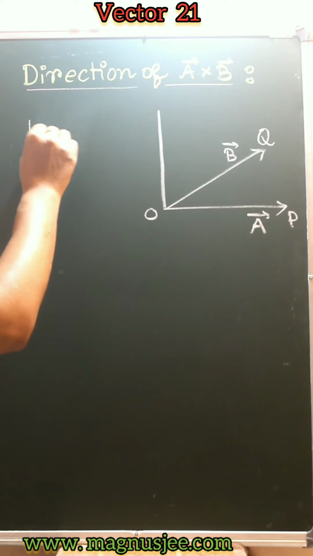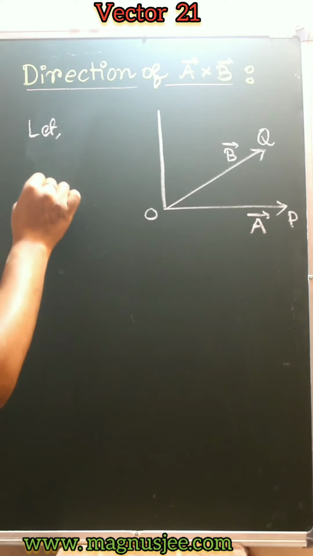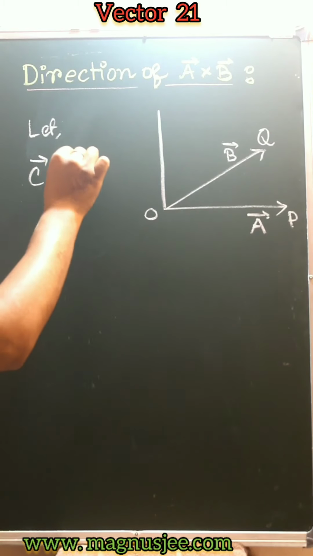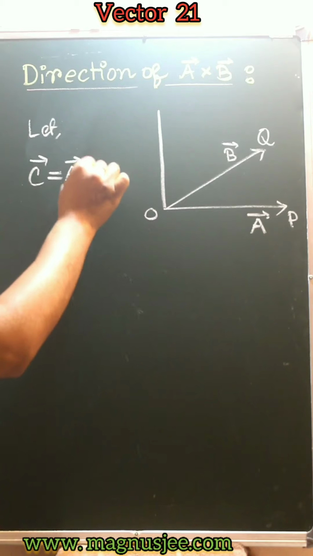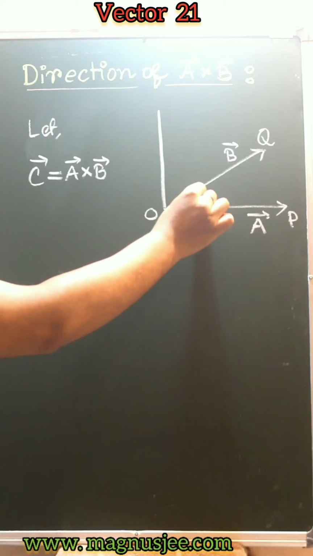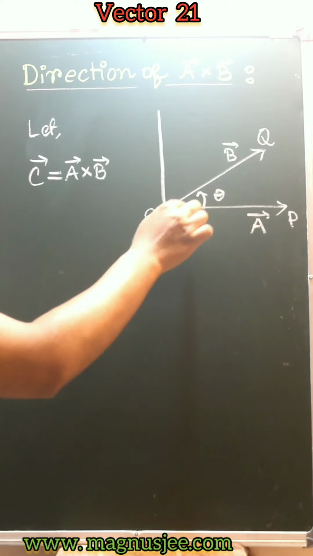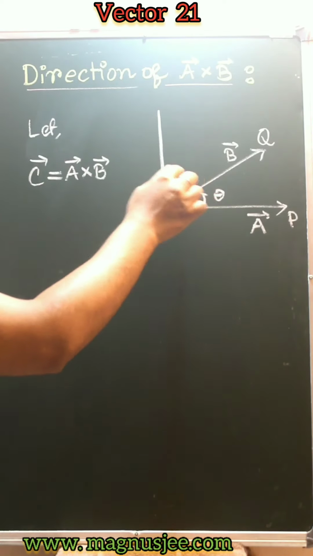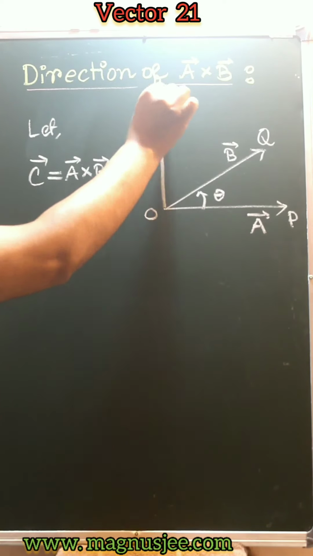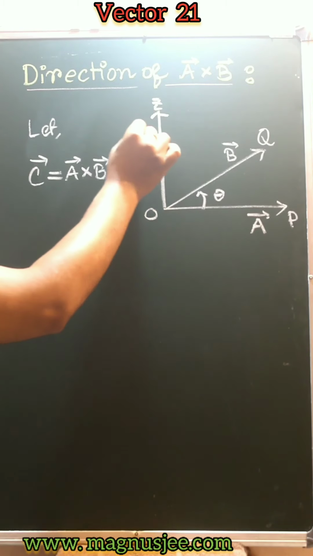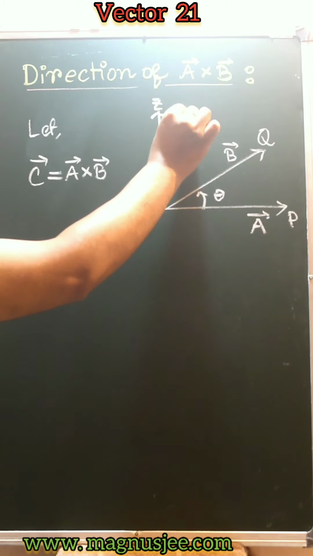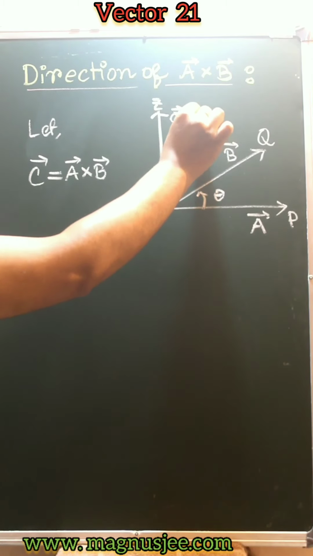And we assume that vector C is a vector which is derived due to the cross product of two vectors. Vector C equals vector A cross vector B. Vector A acts at an angle theta with the direction of vector B. This angle is theta. And we denote the z-axis, which is perpendicular to both OP and OQ. And along OZ, vector C equals vector A cross vector B acts.